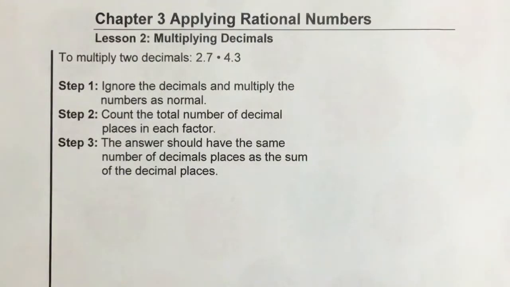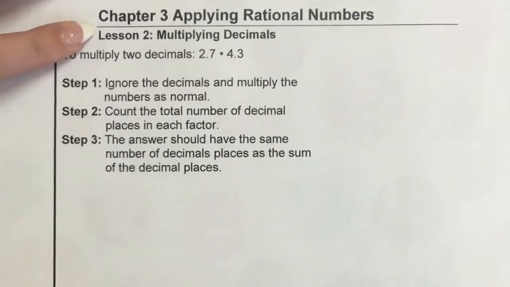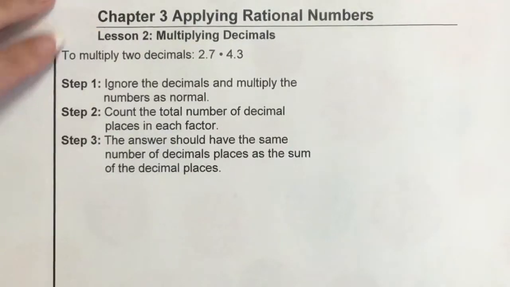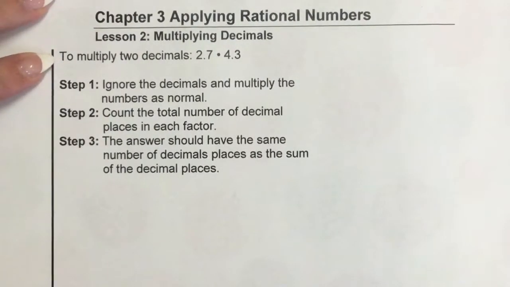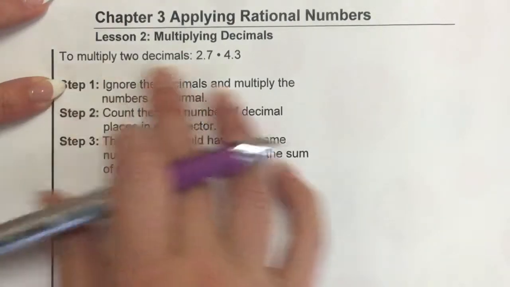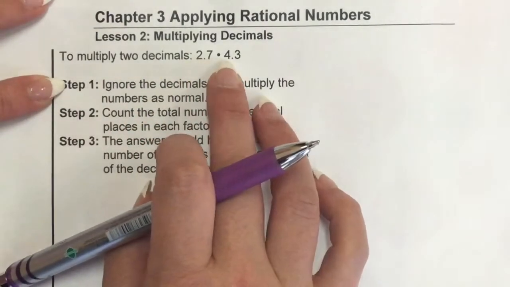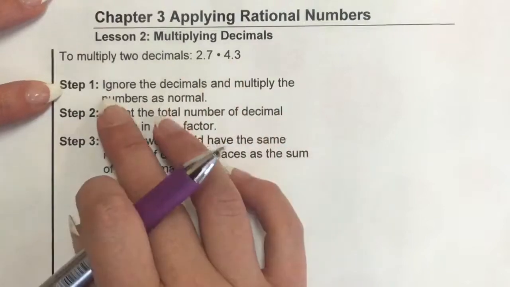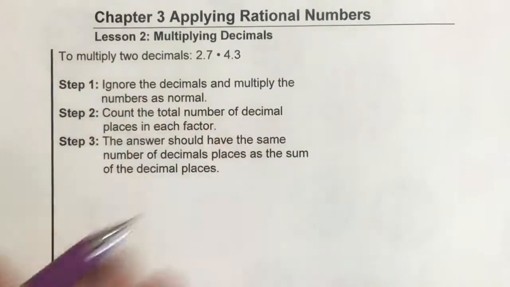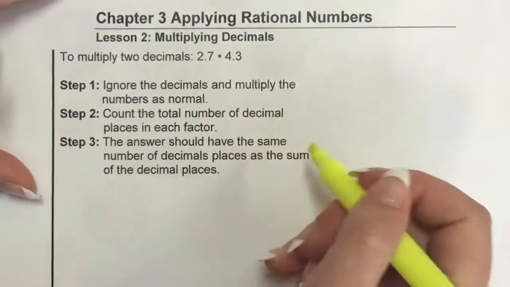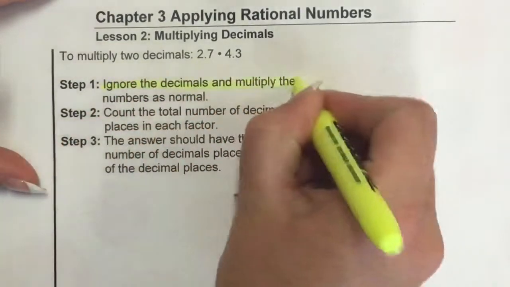Everyone. We are back with Chapter 3, Applying Rational Numbers, and now we're working on Lesson 2, Multiplying Decimals. So there's a variety of steps to multiply decimals. We're going to multiply 2.7 times 4.3. So the first step is just to ignore the decimals and multiply the numbers as normal.